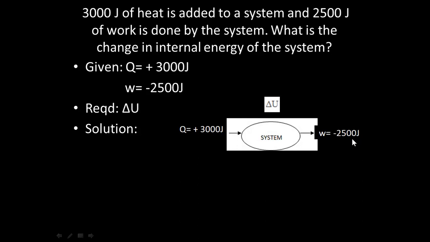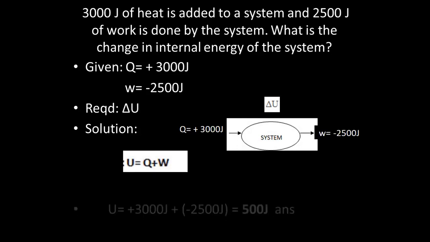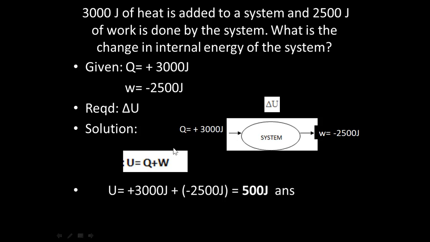To solve for ΔU, or internal energy, we're going to use the closed system equation ΔU = Q + W. Substituting the values, we have ΔU equal to Q, positive 3,000 joules, plus our work, negative 2,500 joules, which gives us 3,000 minus 2,500 joules, which is equal to 500 joules. So the change in internal energy for this problem is 500 joules.